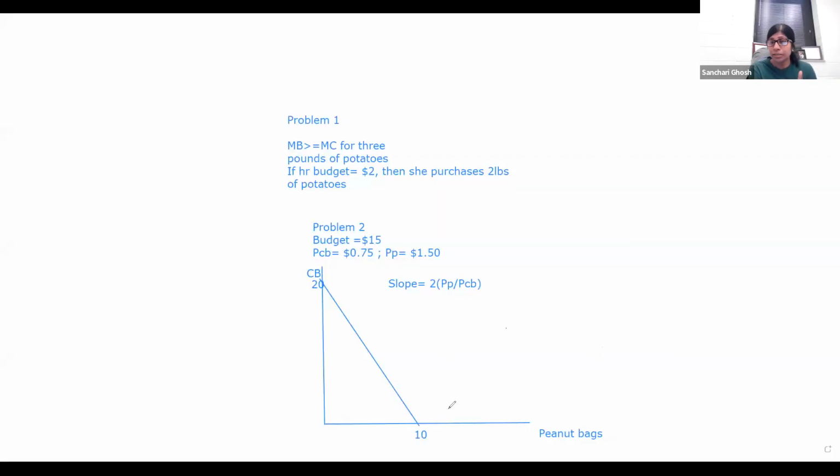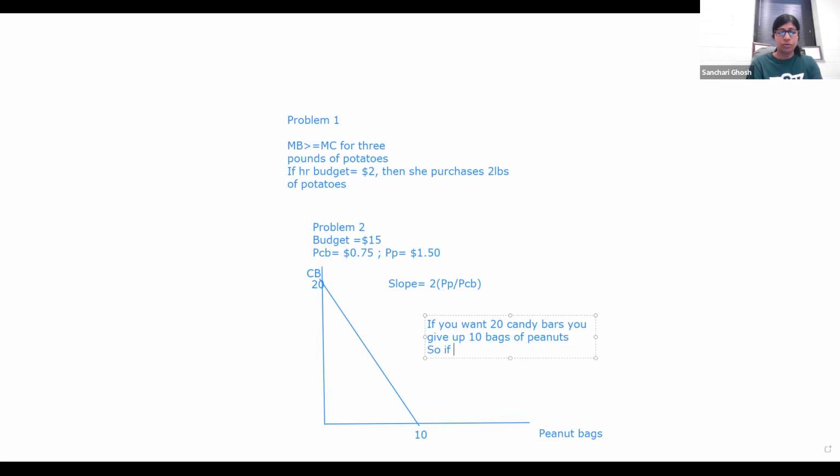The opportunity cost is the value of the next best alternative if you give up something. If you give up peanut bags, how much do you get in candy bars? So if you give up 10 peanut bags, you are getting 20 candy bars. Remember, I didn't plot the extra points here. I can just go by this formula. So if you want 20 candy bars, you give up 10 bags of peanuts.